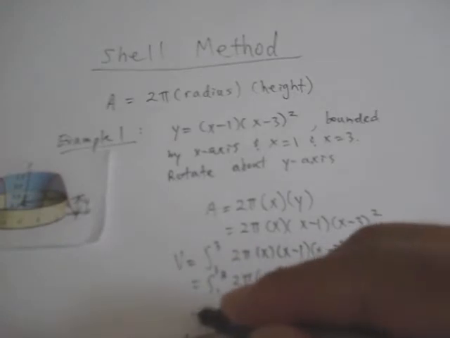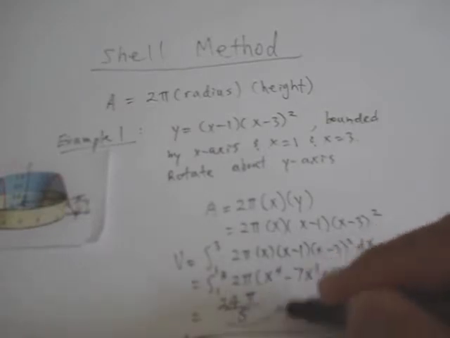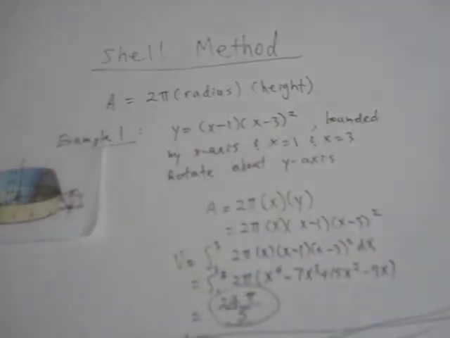The volume will be 24 pi over 5. And that's your solution.